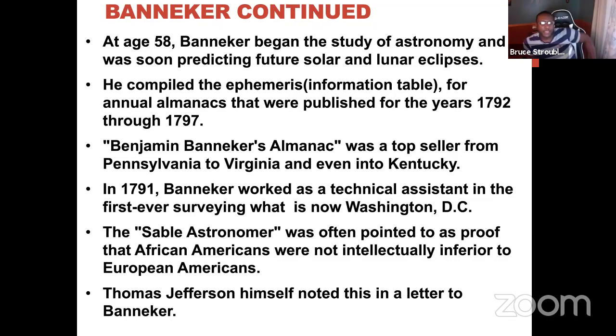In 1791, he was working as a technical assistant in the first ever surveying of Washington, D.C. He was often referred to as the Sable Astronomer. He was seen as evidence that African Americans were not intellectually inferior. Thomas Jefferson even noted this in a letter that he wrote to Benjamin Banneker.